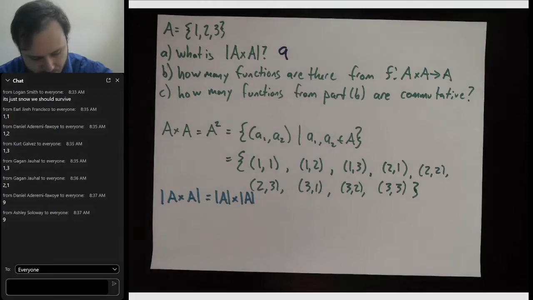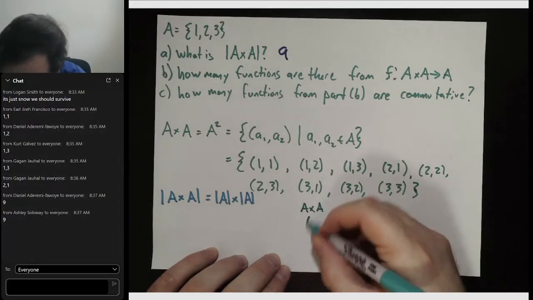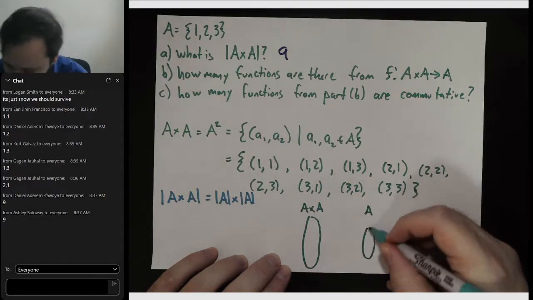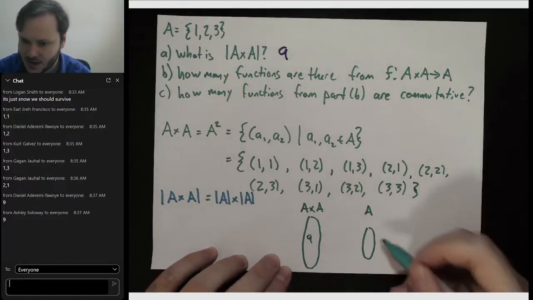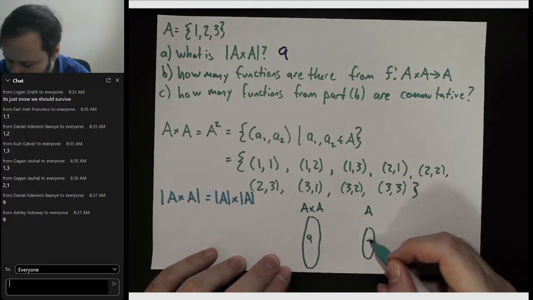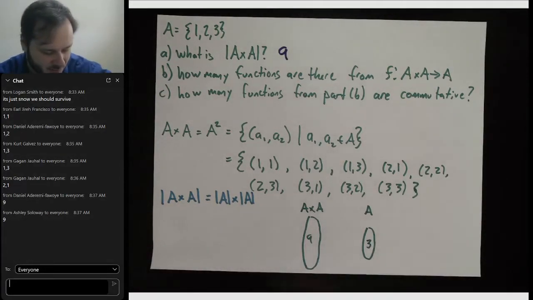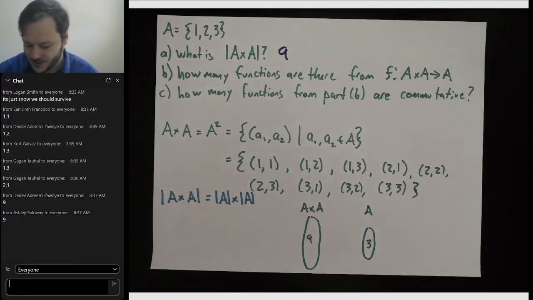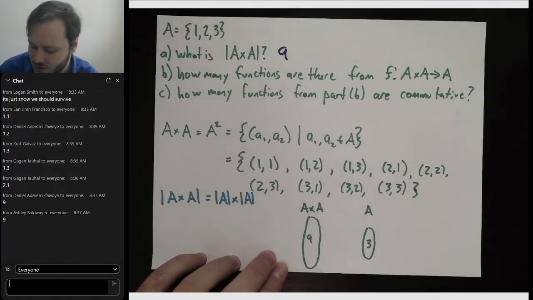Now, how many functions, how many closed binary operations from A cross A into A? Well, the way to think about this one is we've got our set A cross A over here and our set A over here. How many elements in A cross A? We know that there's 9. How many elements in A? We know that there's 3. And how does it work? Well, I'm trying to create a function f, which means from each one of these 9 elements, I need to draw exactly 1 arrow into A.